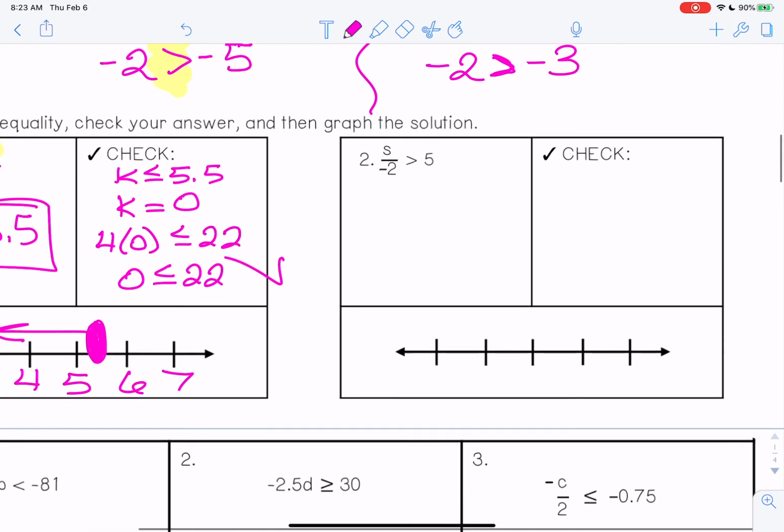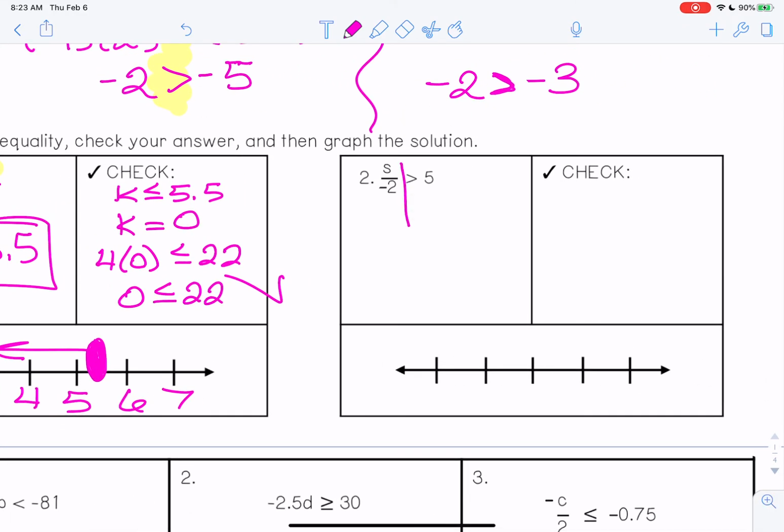All right, let's look at number 2. Step 1, we draw the river. Now we have s divided by -2. So the opposite of division would be multiplication, so I'm going to multiply both sides by -2. Okay, these cancel out and I get s. Now because we multiplied by a negative, we know that negative is going to change which one's bigger and smaller. So we need to flip the sign. And then a positive times a negative is a negative, and 5 times 2 is 10. And we get s is less than negative 10.